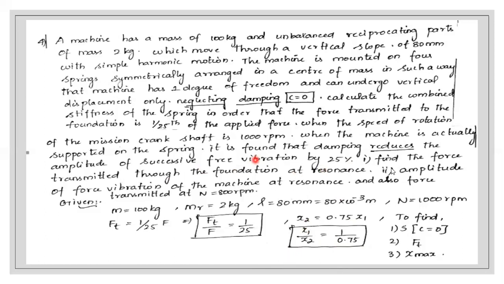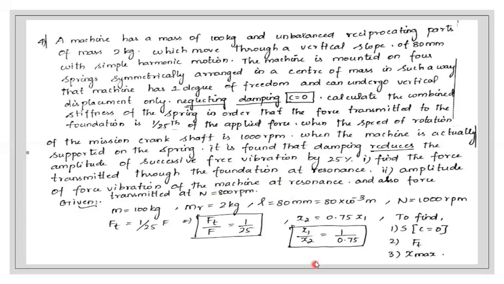So we need to find the force transmitted to the foundation. Initially we'll be determining the combined stiffness, second we'll be determining the force transmitted, and third the amplitude of forced vibration of the machine at resonance condition. The fourth one is the force transmitted at 800 rpm.